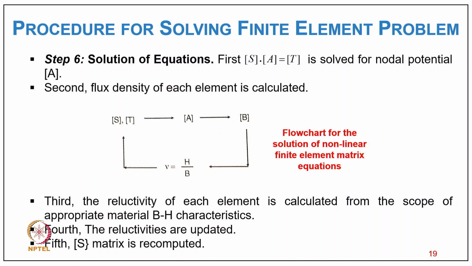The flow chart for the solution of the nonlinear finite element matrix equation is given in the figure. Third, the reluctivity of each element is calculated from the slope approximately appropriate to the material BH characteristic. Fourth, the reluctivities are all updated, and fifth, the S matrix is recomputed.